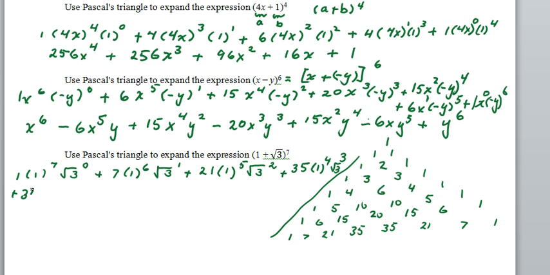plus 35 times 1 cubed square root of 3 to the 4th, plus 21 times 1 squared square root of 3 to the 5th, plus 7 times 1 to the 1st square root of 3 to the 6th, plus 1 times 1 to the 0 square root of 3 to the 7th.